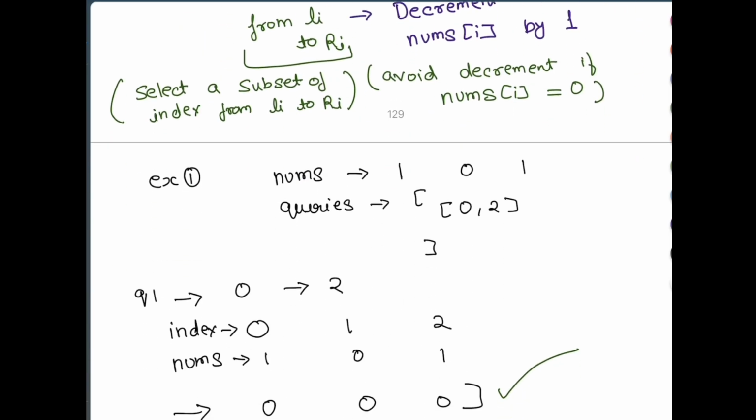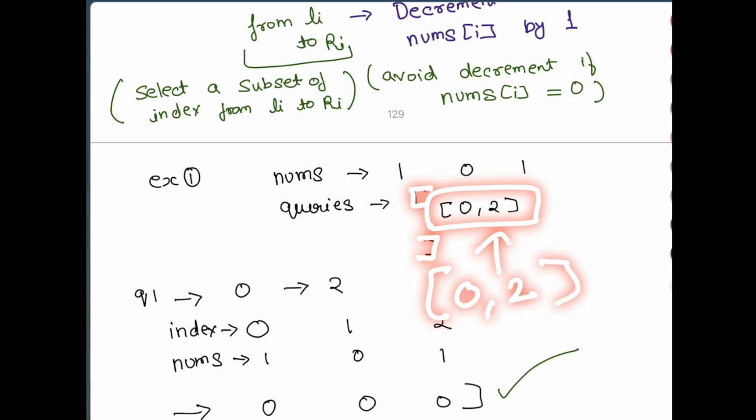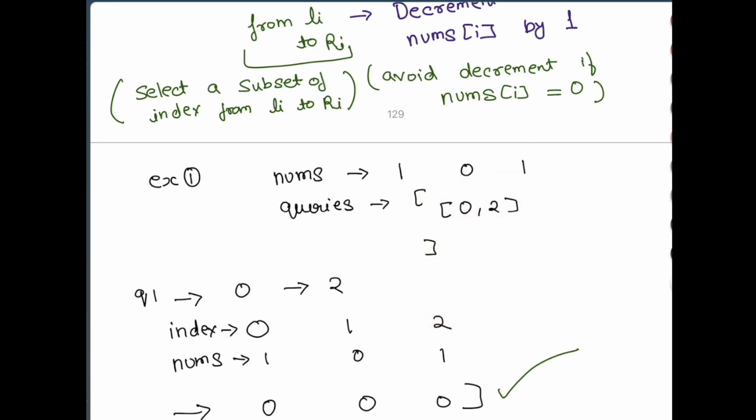Let us try to understand it using some examples. In example number 1, the given array nums is 1, 0, 1. It has a total of 3 elements, and there is a queries array which is a two-dimensional array. It has one more array with two elements, 0 and 2. This 0 is li, this 2 is ri. And we just need to decrement the value at nums from index 0 to index 2 at each query. That's what we need to do. But it is not compulsory to decrement the value. We just need to select whether we need to decrement the value or not.